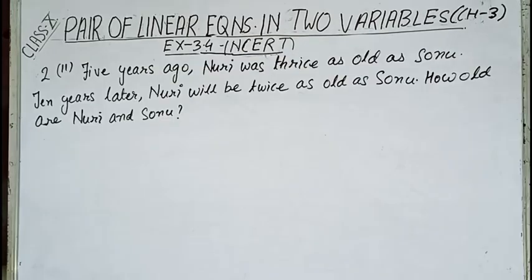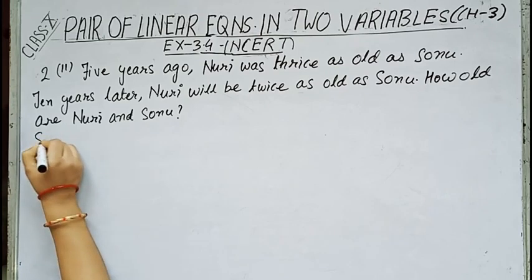Let us continue with exercise 3.4 and do question number 2, subpart number 2. The question is, 5 years ago, Noori was thrice as old as Sonu. 10 years later, Noori will be twice as old as Sonu. How old are Noori and Sonu? So let us do the solution.